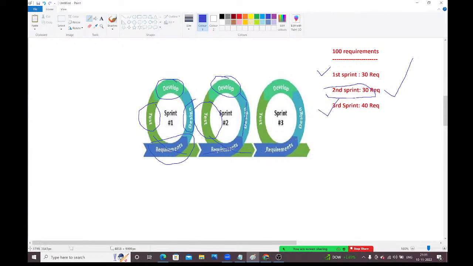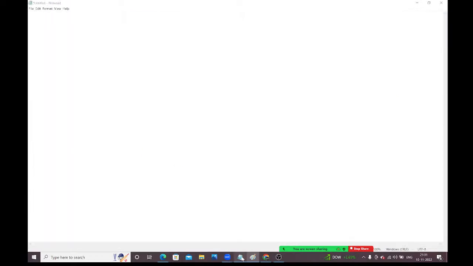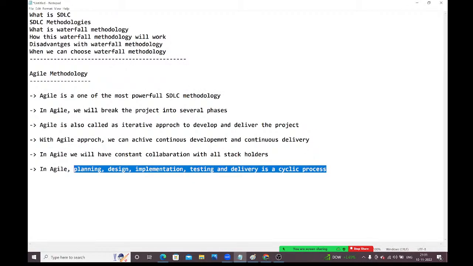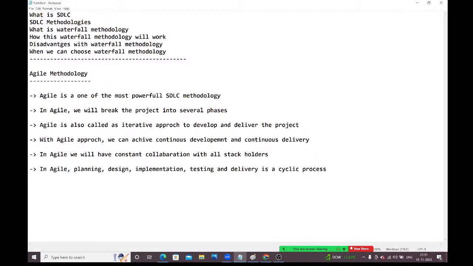Again, in the third sprint, see guys, whatever we have mentioned here, Agile planning, design, implementation, testing, delivery is a cyclic process. This is for all the sprints, not only one time. This is not a one-time activity. For every sprint, these are the common things which we need to do. In Agile, continuous development and continuous delivery are available. There is collaboration with the stakeholders. For every sprint, we need to consult with the stakeholders and take the feedback.